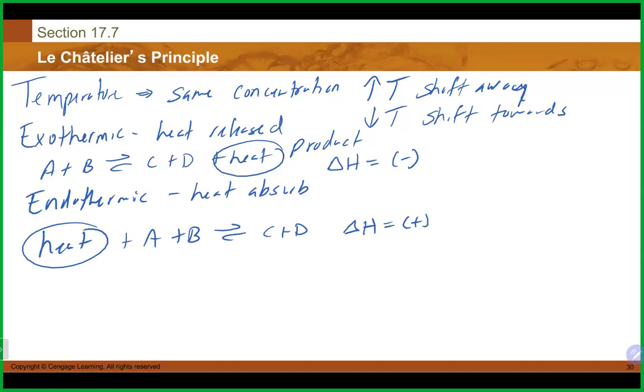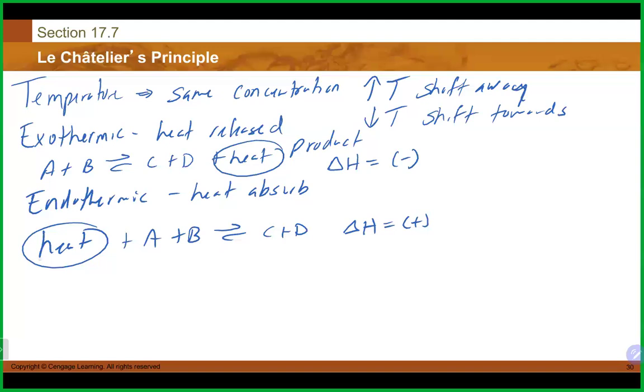And if you increase the temperature, it goes away. And if you decrease, it will go towards. So in an exothermic reaction, if you increase the temperature, it would shift to the left. And if you remove the temperature or heat, it would go to the right, and vice versa there for your endothermic reaction.